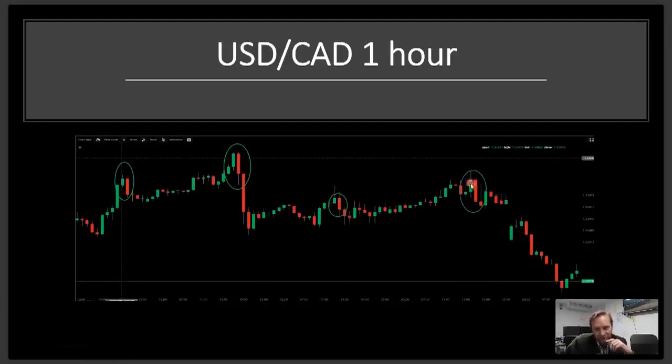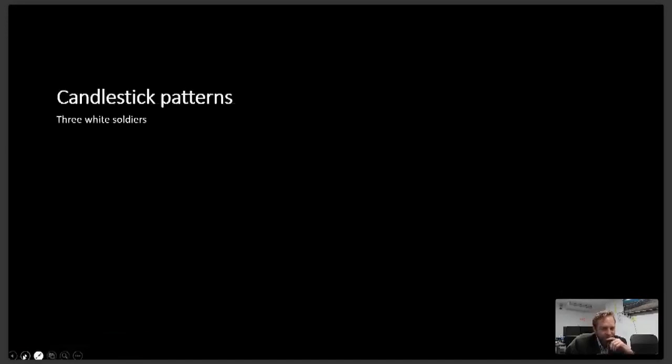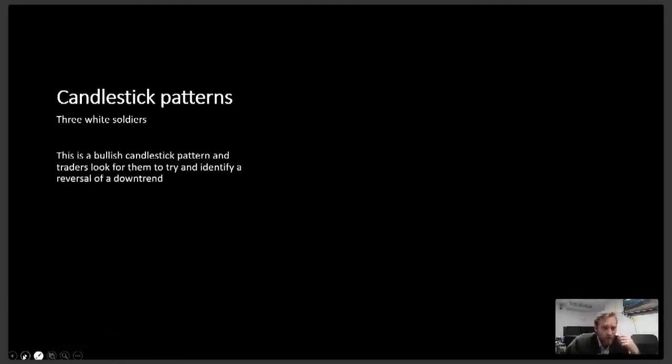We have another one here. Uptrend here. Bearish engulfing candle, and indeed the market starts to reverse. Three white soldiers. This is another one. Again, this is more of a bullish reversal. This is a bullish candlestick pattern where traders look for them to try and identify a reversal of a downtrend.